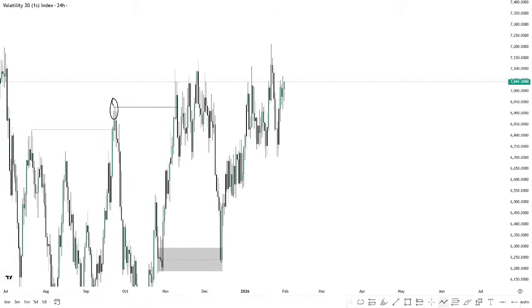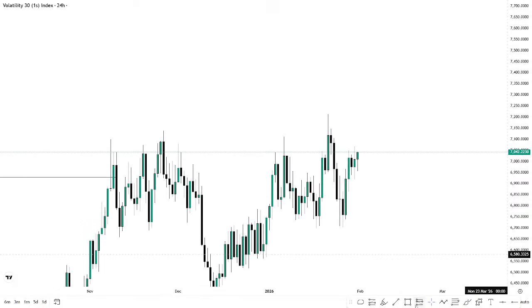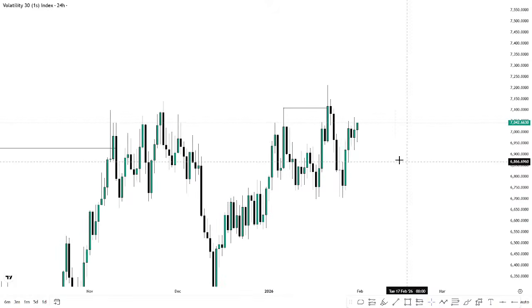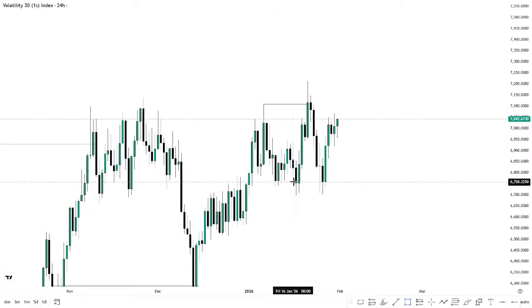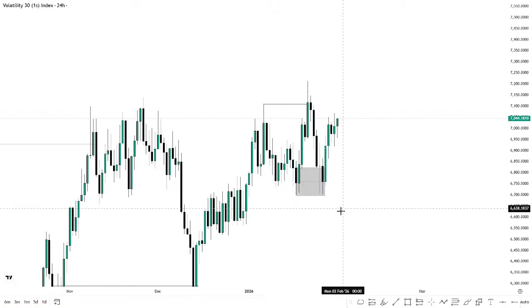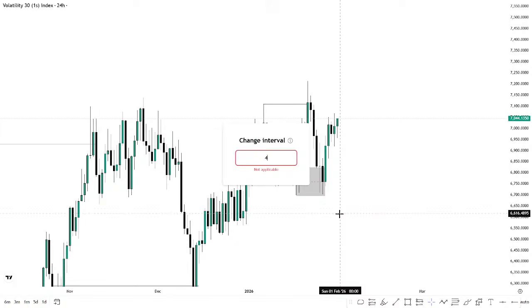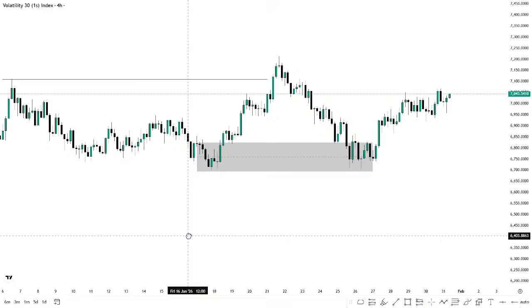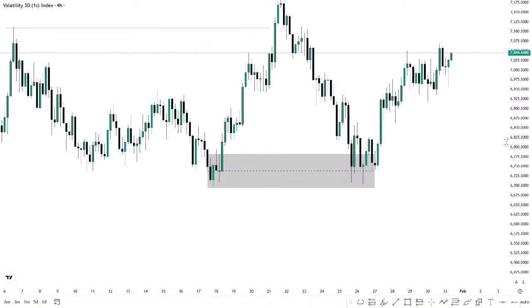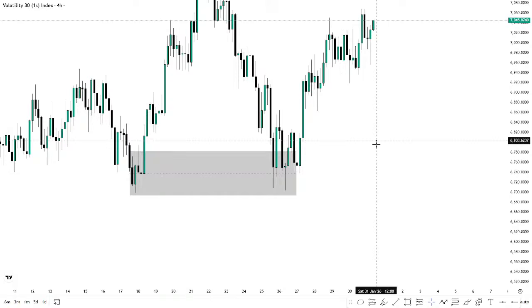So internally, we had our last break of structure here. This was the last break of structure internally. Market came back to this area, this sponsored candle. Sponsored candle. Let's go to 4 hours. Let's refine our sponsored candle here. So this is our sponsored candle.